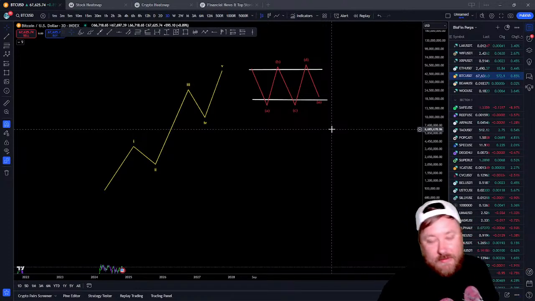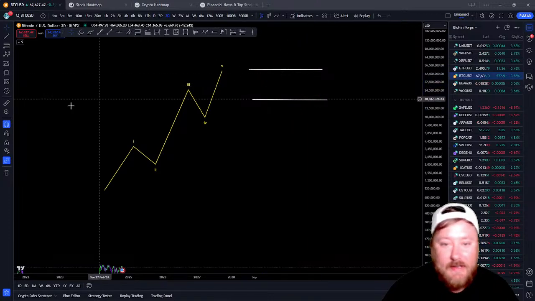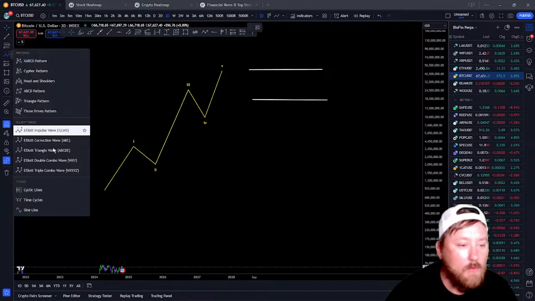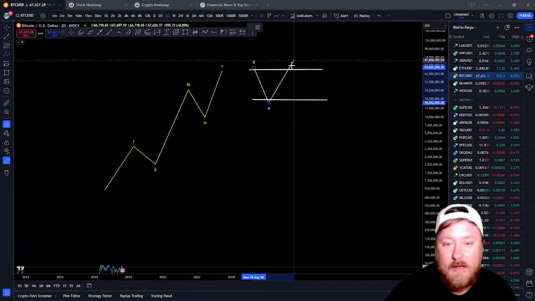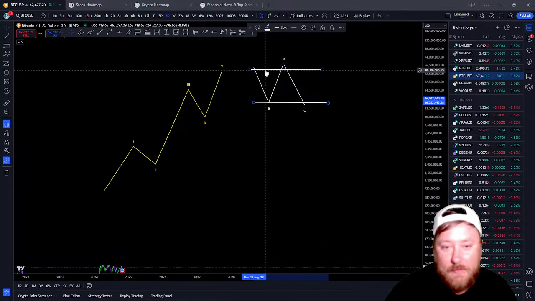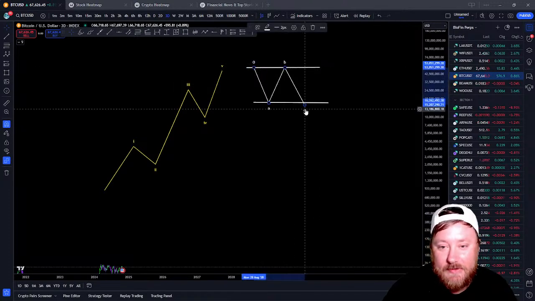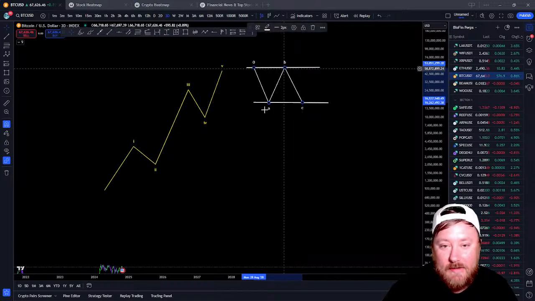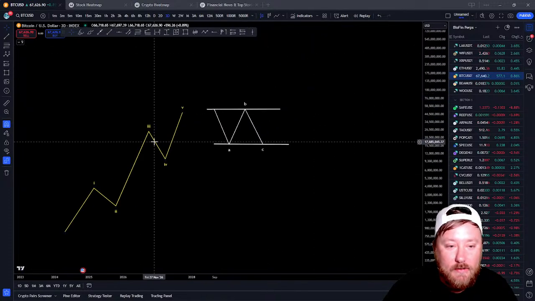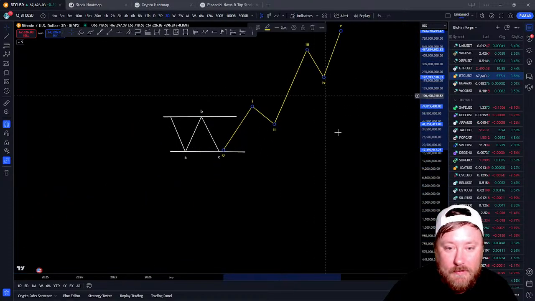Corrective type of structure. Actually, I don't like that. Let's do the ABC. 1, 2, 3. All right, A, B, C. So typical flat correction, first wave. We've got 3 different types of flat correction. You've got your standard flat, which is just you hit the top, you hit the bottom, you hit the top, you hit the bottom again, and then you impulse to the upside.